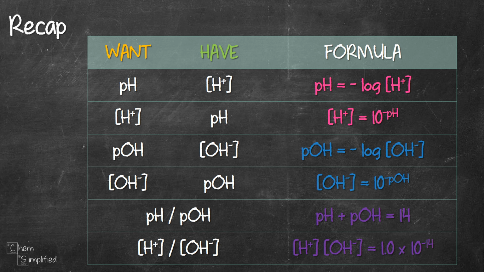To recap, these are the 6 equations we went through in this video. The ones in pink have to do with pH and concentration of H+. The ones in blue have to do with pOH and concentration of OH-. And the ones in purple provide the relationship between pH and pOH, as well as H+ and OH- concentration.